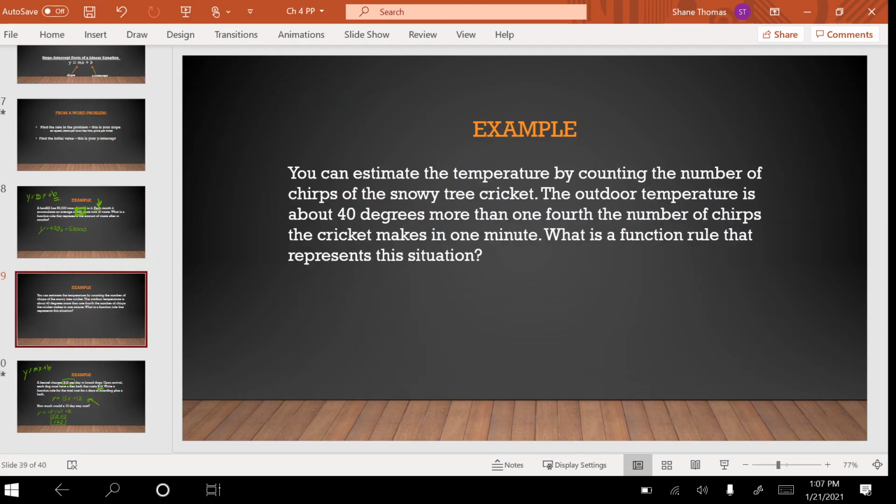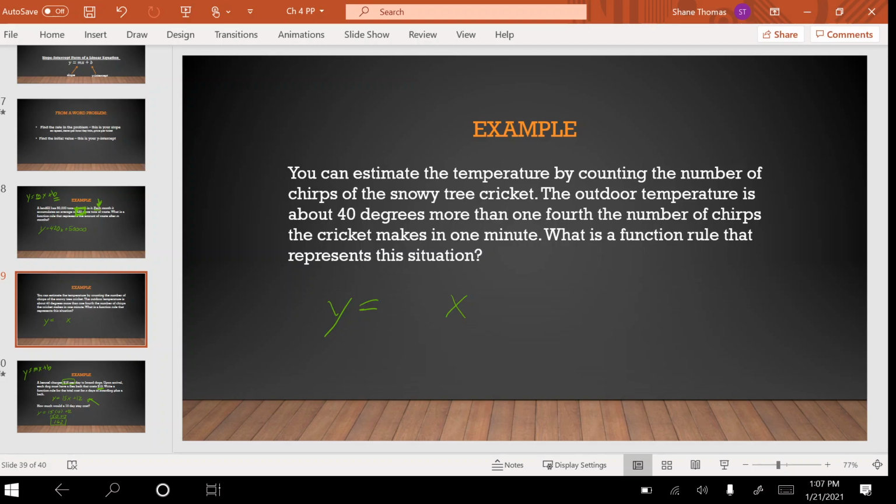Let's look at another one. You can estimate, this is a little tougher. You can estimate temperature by counting the number of chirps of the snowy tree cricket. The outdoor temperature is about 40 degrees more than 1/4 the number of chirps the cricket makes in 1 minute. What is the function rule that represents this situation? So, y equals blank x.